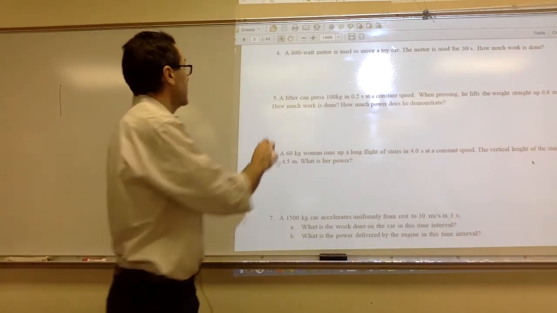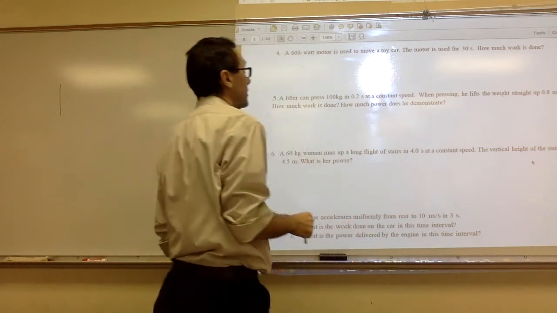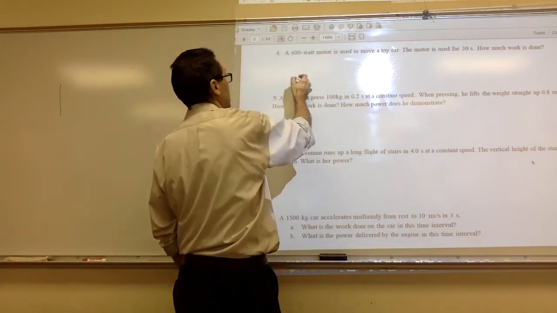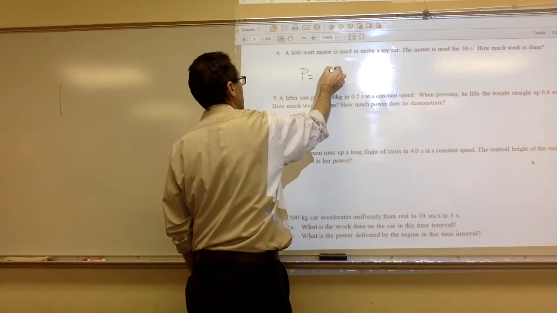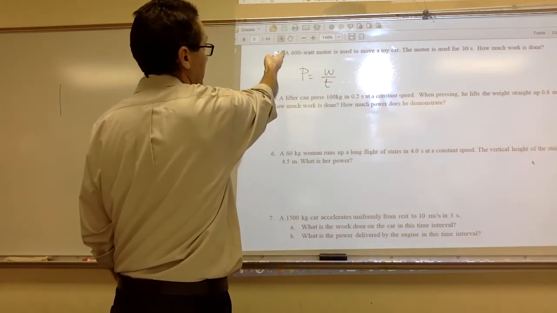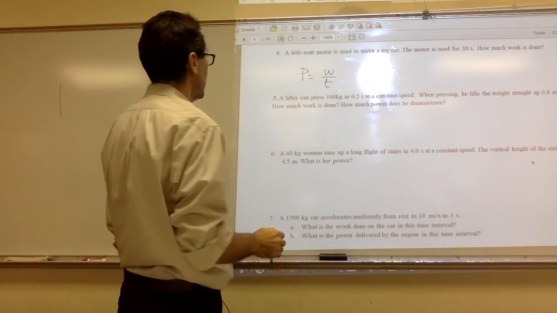All right, number 4. A 600 watt motor is used to move a toy car. The motor is used for 30 seconds. How much work is done? That's too easy. Power is work over time. You have your power in watts, you have your time in seconds, and you can just multiply.